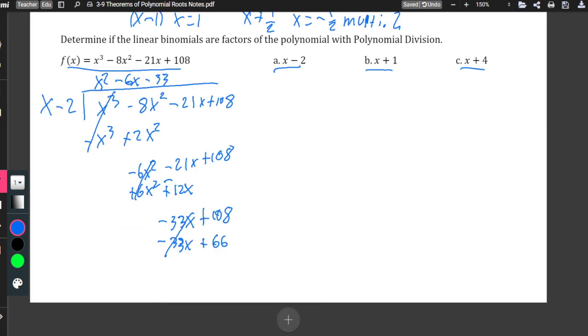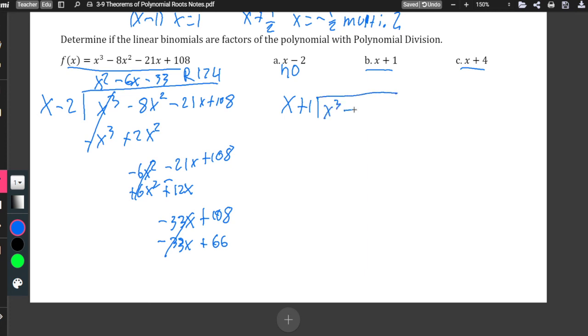I don't remember that off the top of my head. All we know is that it's not 0. So we'll have a remainder. Oh wait, that's just adding 36. 172. 174. So this first one, no, is not a factor. Then we'll try the next one.